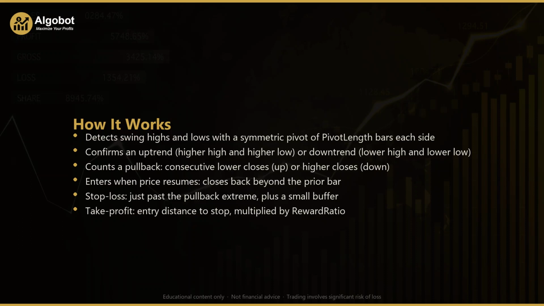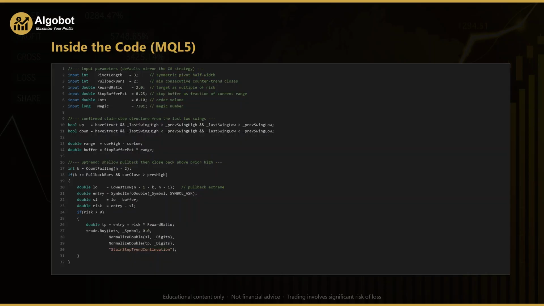A downtrend works the same way in reverse, counting rising closes for the pullback, entering when price closes below the prior bar's low, with the stop just above the pullback high. The strategy holds only one position at a time, so it never stacks trades. Let's read through the MQL5 code you see on screen, just as you'd see it in MetaTrader.